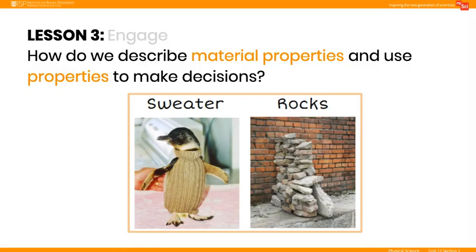In the Engage, use the photos shown here to ask students how they would describe the sweater and the rocks to someone who can't see or touch them. After thinking time, have them share with a partner, a small group, and then the whole class. Ask students to decide which item is better, the sweater or the rocks. What is each of these items used for? Why might one be better suited for a certain purpose than the other?